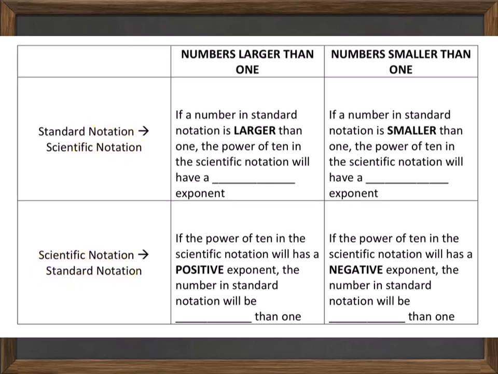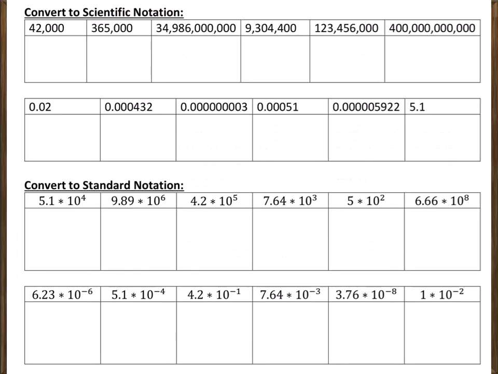So as you can see, we have this nice little matrix or table here to organize our thoughts. So the first thing that we're going to work with are numbers larger than 1. So if a number in standard notation is larger than 1, then the power of 10 in the scientific notation will have a positive exponent. So let's do some practice with this. Okay, so we're going to be working on this first row here.